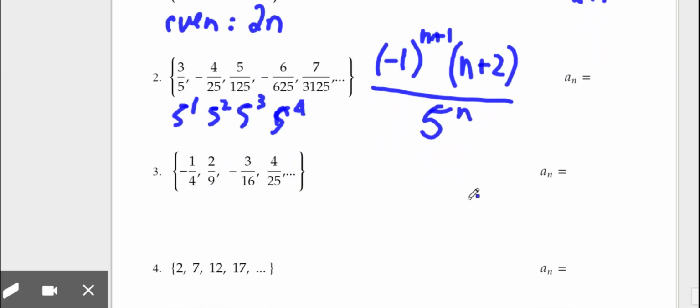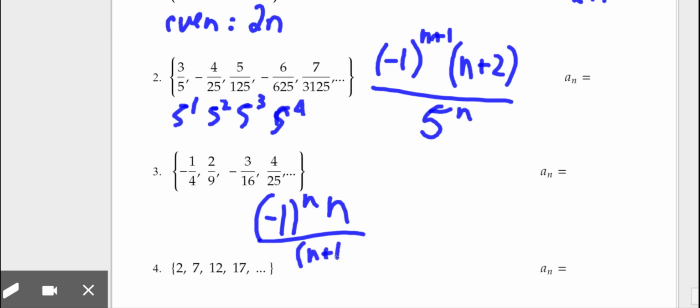Two more. This one here, again, it's alternating. So minus 1 to the power of n should work. After that, it just increases by 1 every time, so it's going to be multiplied by n. Now the bottom, 4, 9, 16, 25, these are all squares. So it's going to be something squared. It's not n squared because if it were, the first term would be 1, but it's 1 over 4. So it would be 2 squared, 3 squared, 4 squared. So we're shifted by 1, which is why I have my n plus 1 squared.